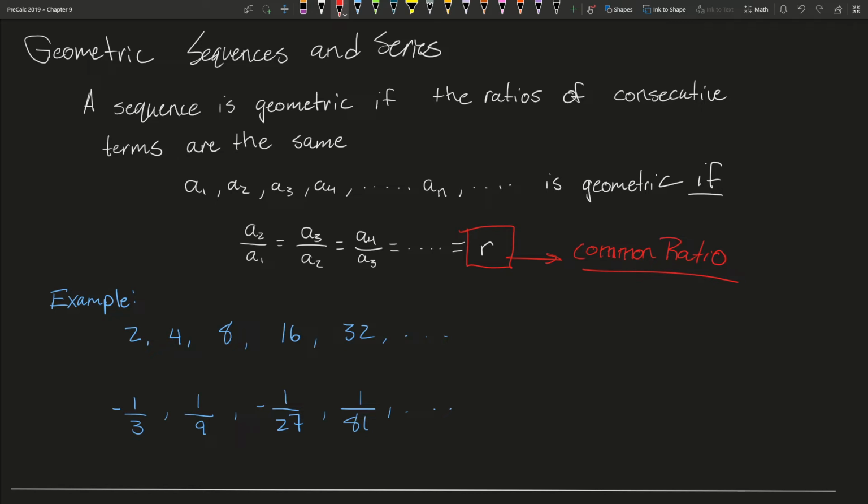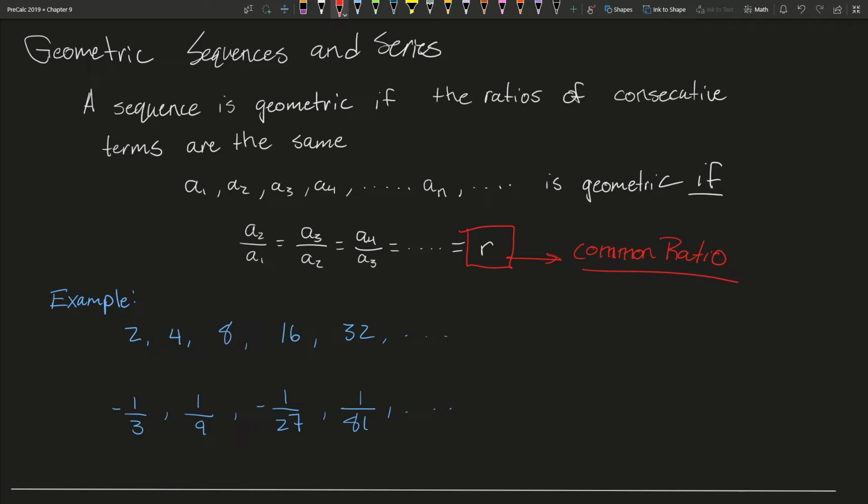Okay. So pretty much everything we're going to do today is very reflective of what we did in arithmetic sequences. So the first step is just determining whether or not something is actually geometric.